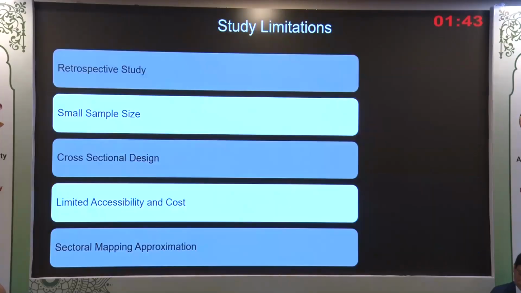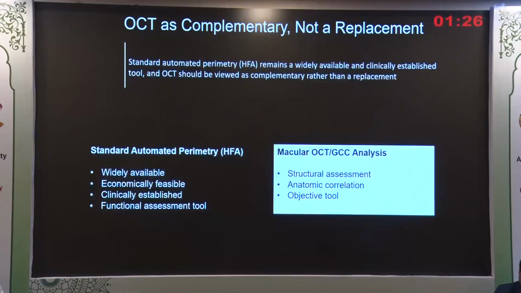However, there are limitations. This was a retrospective cross-sectional study with a relatively small sample size. Longitudinal progression was not assessed. Sectoral mapping between visual field and RNFL was anatomically approximated. Additionally, OCT accessibility may be limited. Importantly, OCT complements but does not replace perimetry. Standard automated perimetry remains the clinical gold standard for functional evaluation. OCT should be viewed as complementary, providing structural quantification, anatomical correlation, and objective documentation. Together, these tools offer a more comprehensive assessment of chiasmal compression.